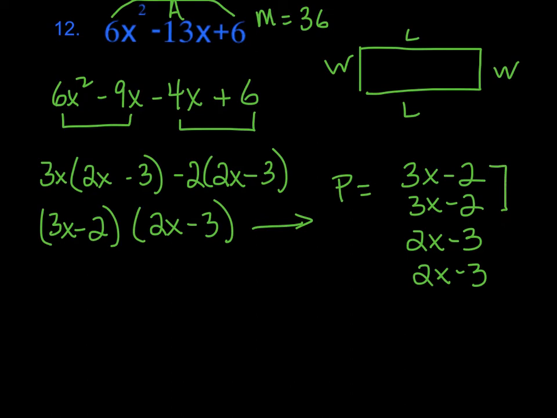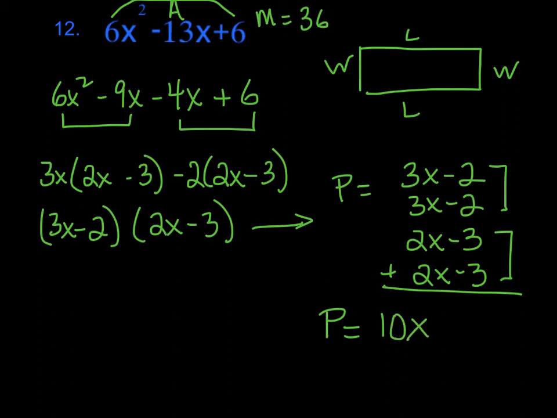One group of two should be the same, and then the other group will be the same. So to find the perimeter, all we're going to do is add those up. So let's add up all the x's. So we have 3x, 3x, 2x, and 2x. So that's going to be 6x plus 4x, which is going to give us 10x.